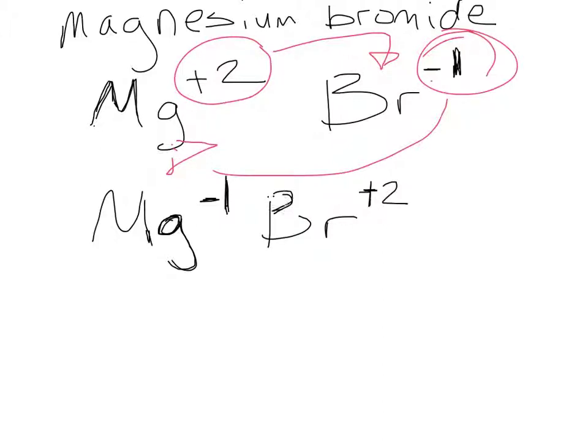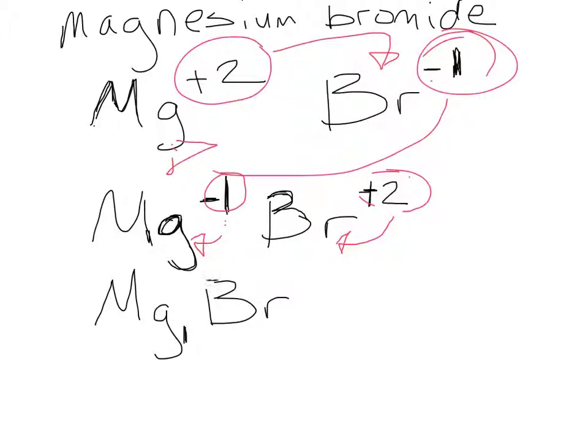Alright, so now we're going to take this, you're going to drop it down below, right here, and drop the charges. So then you're going to have Mg1 Br2. Alright, so if you have a 1, however, you just cross it out. You don't want that. So what you would want to have as an answer would be MgBr2.